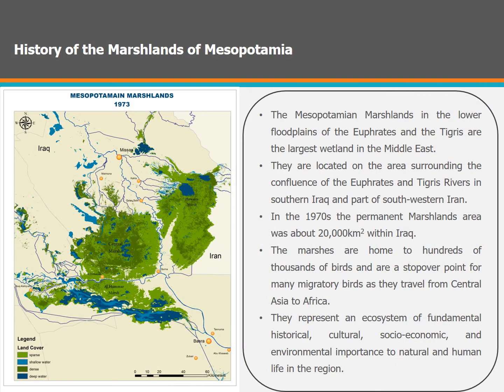The map on this slide shows the extent of the marshlands in 1973, when they represented approximately 20,000 square kilometers. They are located where the Euphrates and Tigris rivers meet in southern Iraq and are considered to be the largest wetland in the Middle East. Their position there has made them a stopover point for many migratory birds, and their ecosystem is important to human life locally, in addition to their environmental importance.